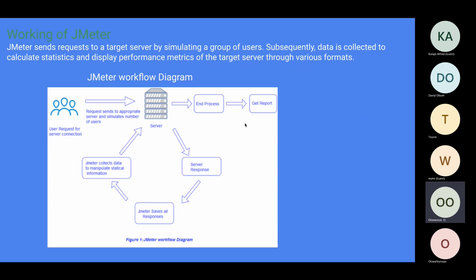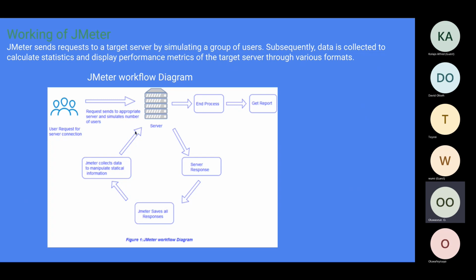Working on JMeter, JMeter sends requests to a target server by simulating a group of users. That is the keyword, simulate. It doesn't need real users. It has been programmed in a way where it presents itself as an individual user, like a normal user would use an application, but it is simulated. So it doesn't require human interference. It is just simulated by the computer itself. Subsequently, data is collected to calculate statistics and display performance metrics of the target server in various formats.